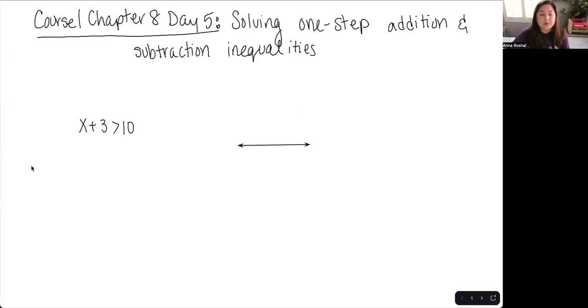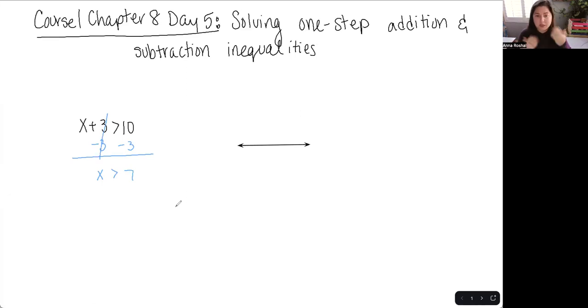We know that we're going to use opposite operations, inverse operations, to get our variable by itself, right? So if I'm going to add 3, I'm going to go ahead and subtract 3 on both sides. So I'm going to create this 0 pair, this pair of numbers that shows up as a 0. Then I'm going to end up with x is greater than 7.